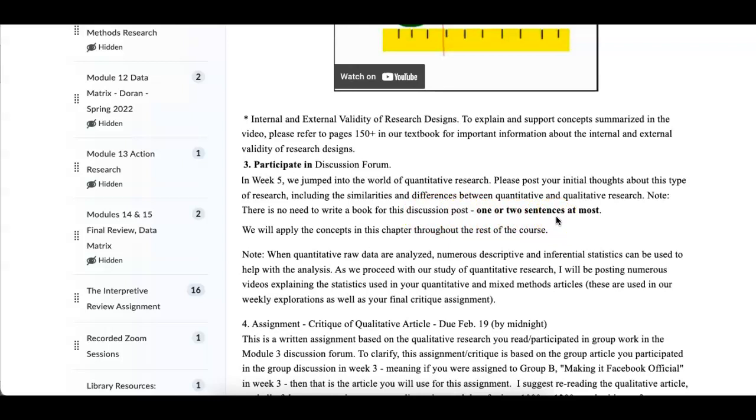So after doing the readings, just get to the discussion post, and I'll show you where that is, and just post 1 or 2 sentences. I really don't want anything more than that. I don't want this to be a long process. I don't want you to feel like you're burdened by having to participate in this. Just 1 or 2 sentences at the most. What are some of the differences, or what struck you as being maybe the 1 or 2 big differences between qualitative and quantitative? That is it.